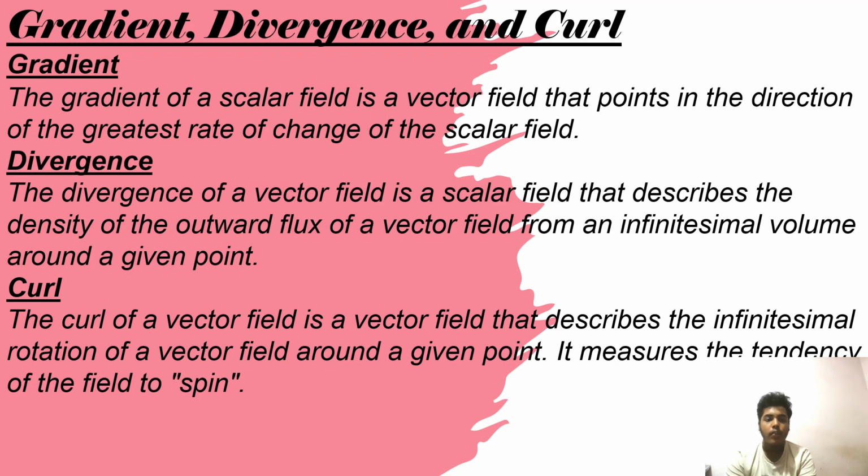Divergence. The divergence of a vector field is a scalar field that describes the density of the outward flux of a vector field from an infinitesimal volume around a given point. Curl. The curl of a vector field is a vector field that describes the infinitesimal rotation of a field around a given point. It measures the tendency of the field to spin.